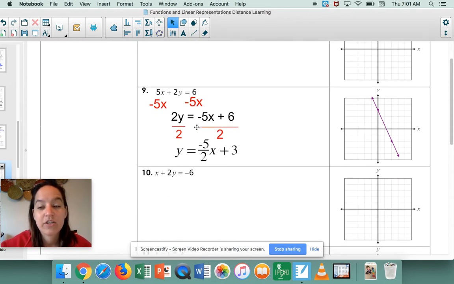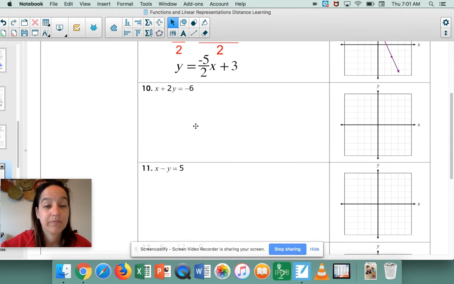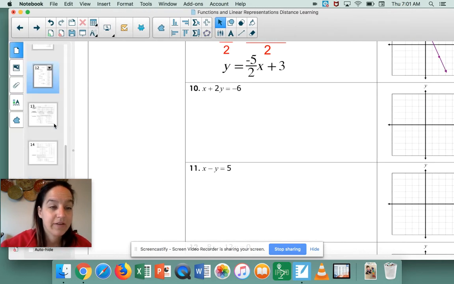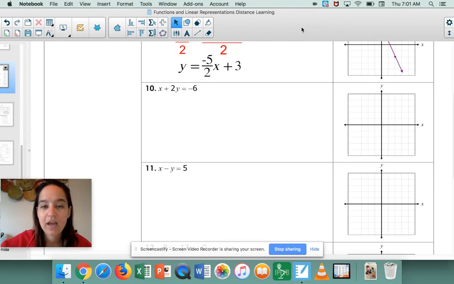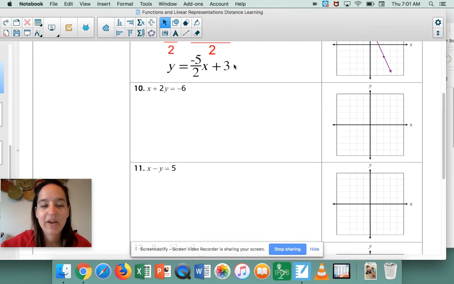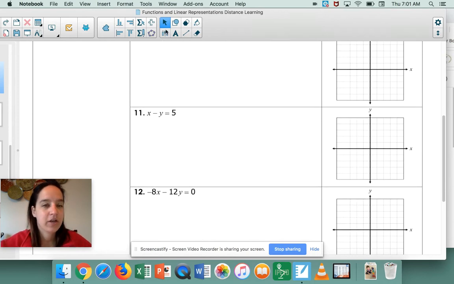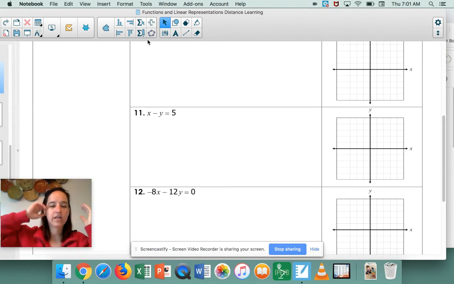So this just kind of allows us to figure that out. All right. We are now going to do, now I can't remember which one, number 11. Oh, yes. Okay. So number 11 here, I wanted to talk about this one in particular because there's nothing in front of x and there's nothing in front of y.